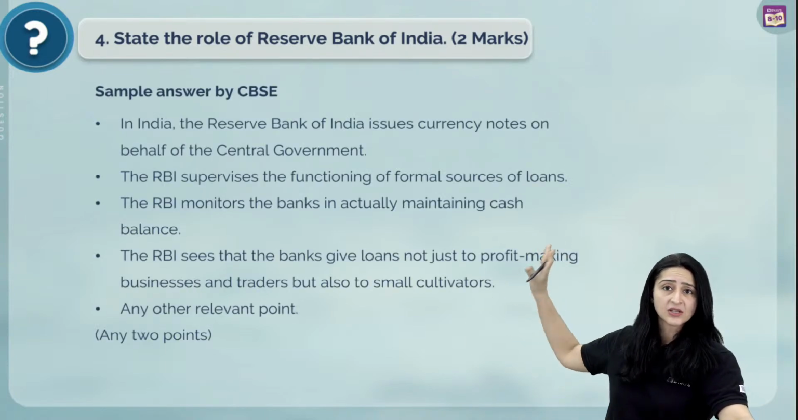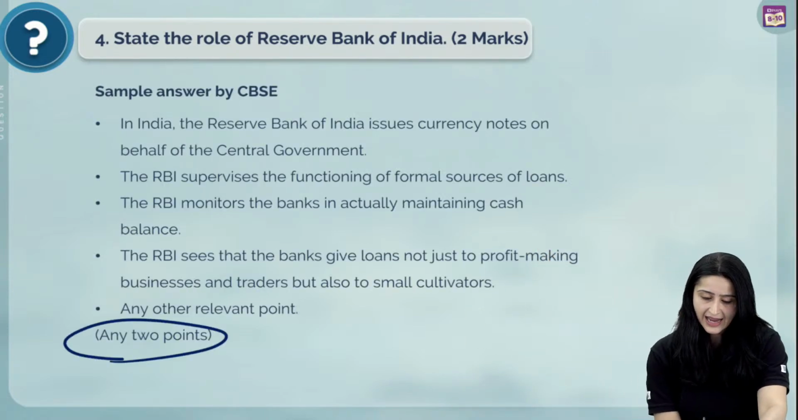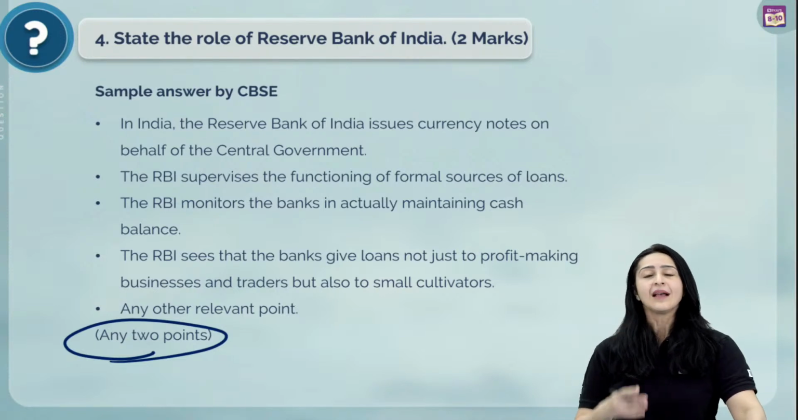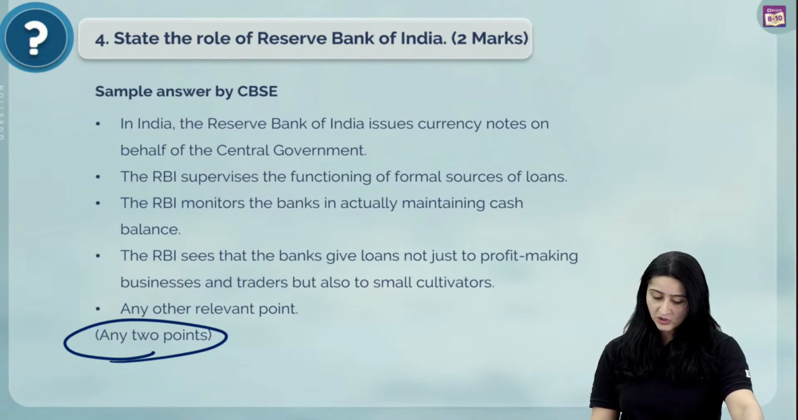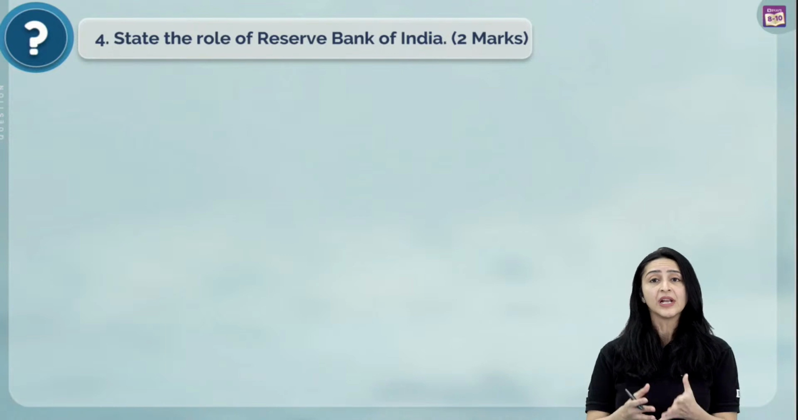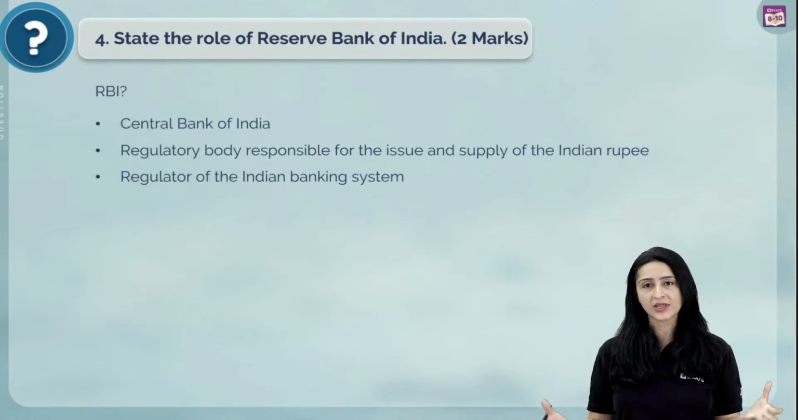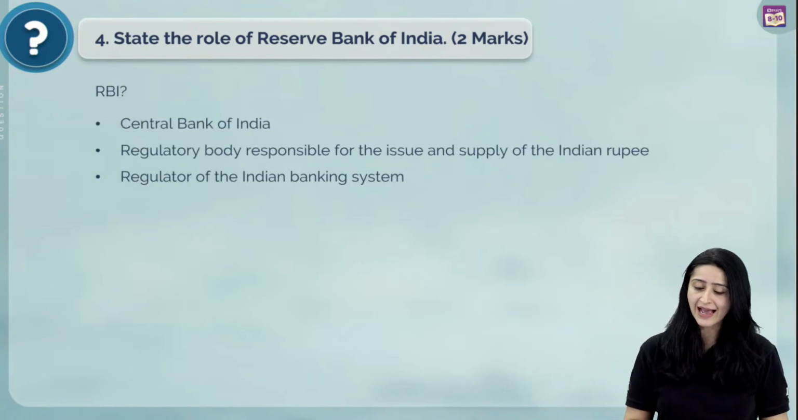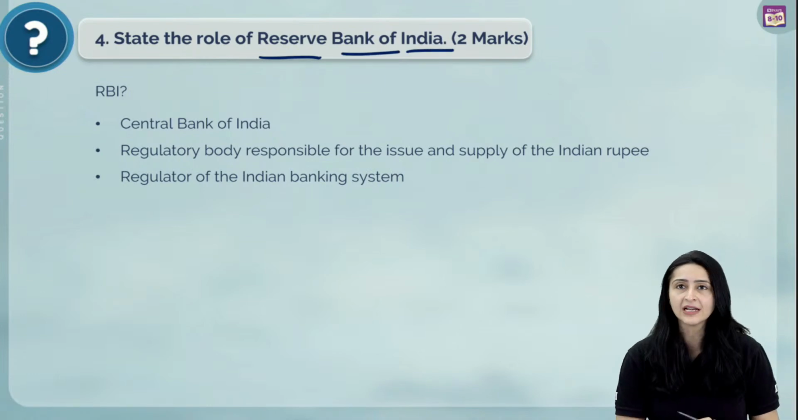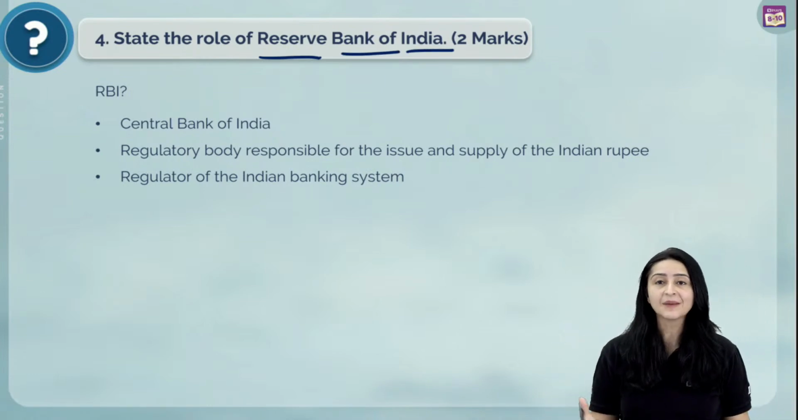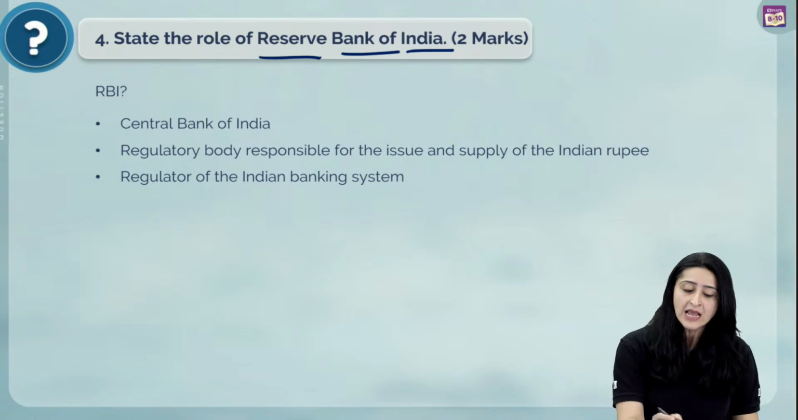Again, CBSE has given us a whole lot of points and said select any 2 points. But again, to understand the concept of this question, because it is a conceptual question, we need to understand more about the RBI. What is the RBI? RBI is the Reserve Bank of India. What is the role of the RBI? This is what we have to understand.